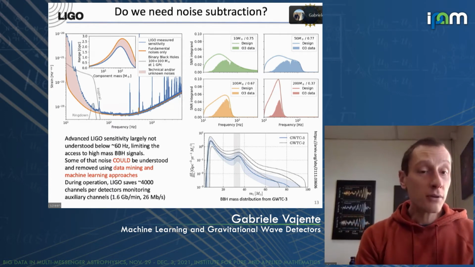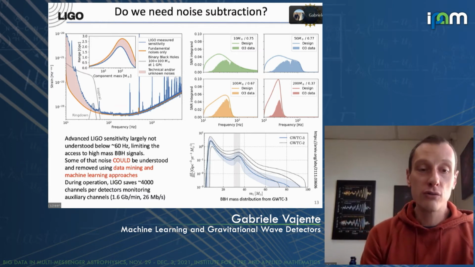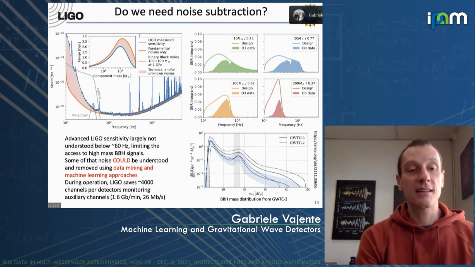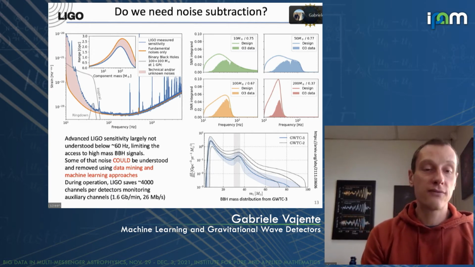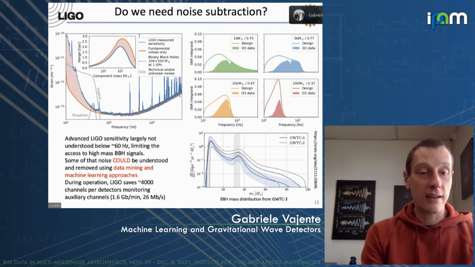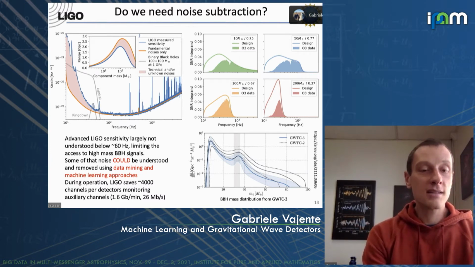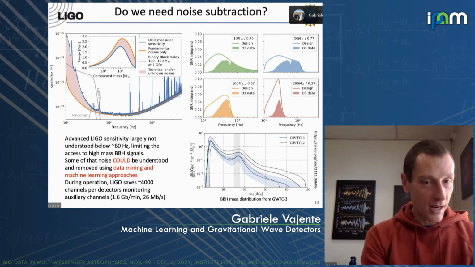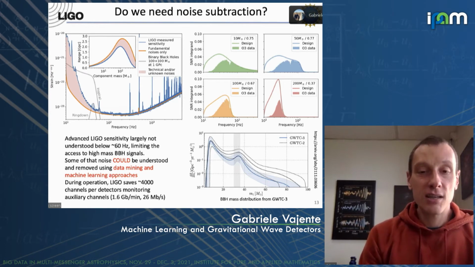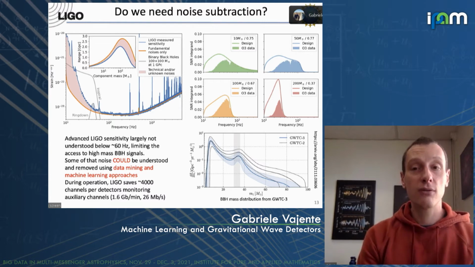Some of this noise, as I said, can be understood and can probably be removed using approaches based on machine learning and data mining. Because during operation, the typical LIGO detector saves on the order of 4,000 different monitoring channels. So we don't save only the main gravitational wave strain, but a lot more channels. This is something on the order of 1.6 gigabytes per minute. So it's a lot of stuff. So we are going into the regime of having big data and having to find efficient ways to actually mine that data and to get some information out.